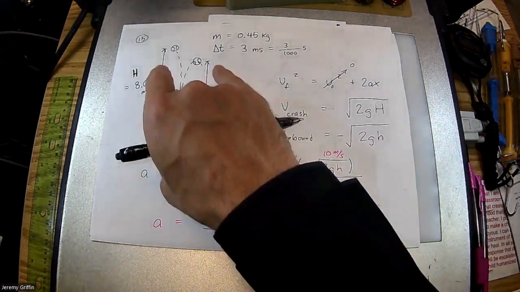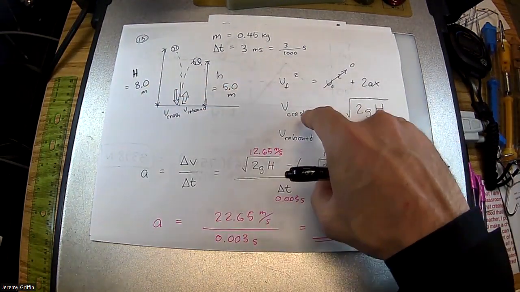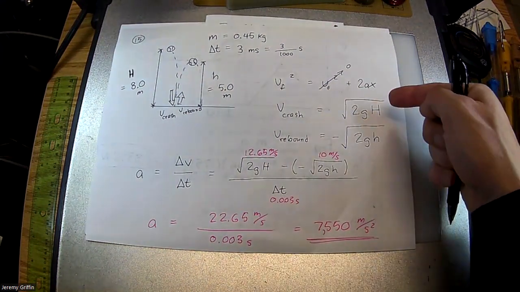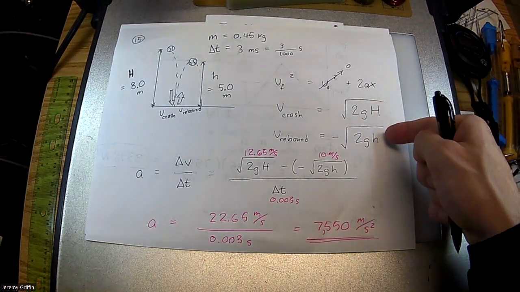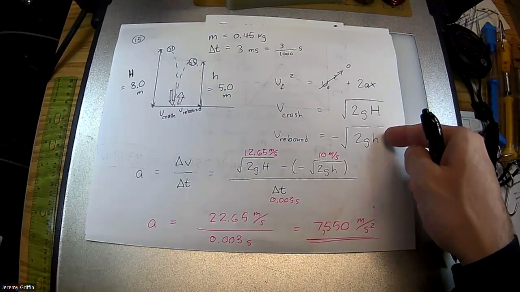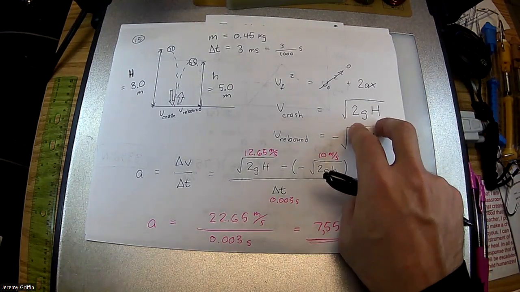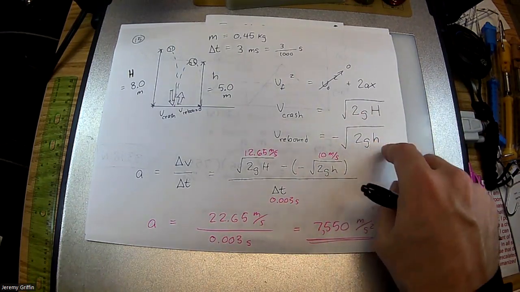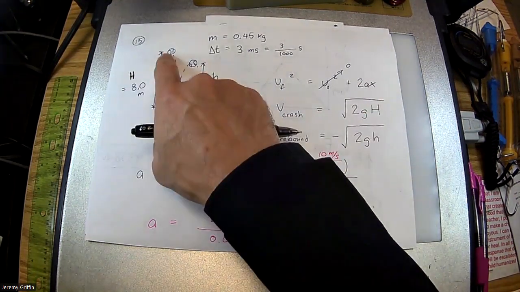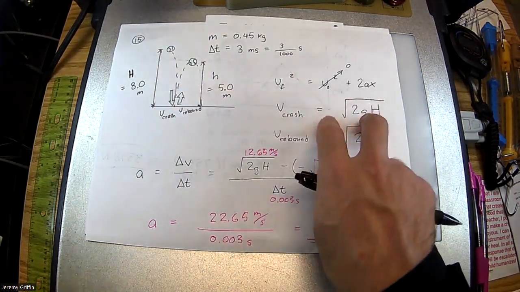So if you know the drop height and the rebound height, you can use this third kinematic expression right here to calculate the crash speed and the rebound speed. When Galileo was dropping stuff off the Leaning Tower, how fast were all those objects hitting the ground? Square root 2gh, where h was the height of the tower. This expression right here, the crash speed is square root 2gh, as long as you start from rest. The ball is at rest here and also at rest here.